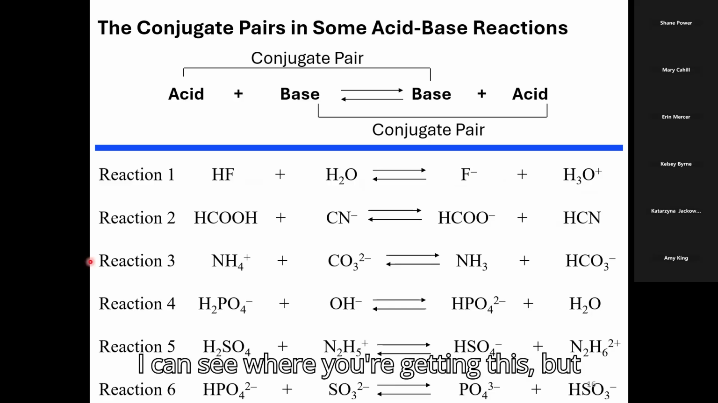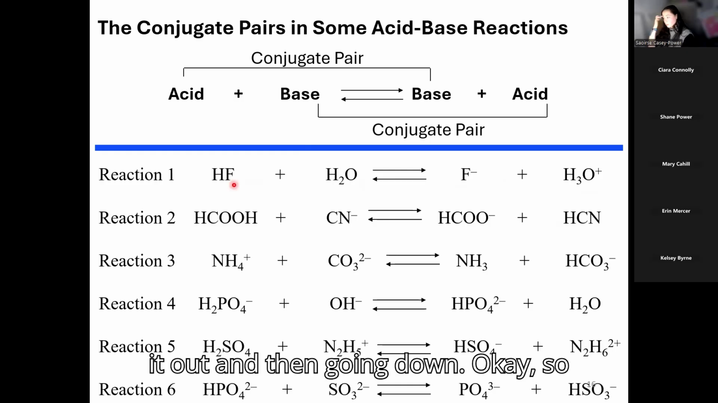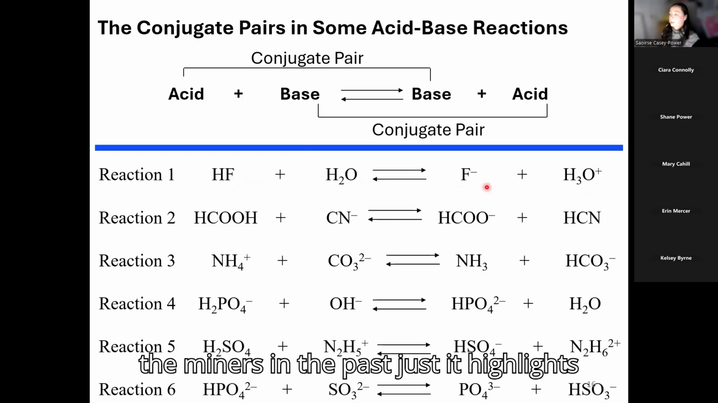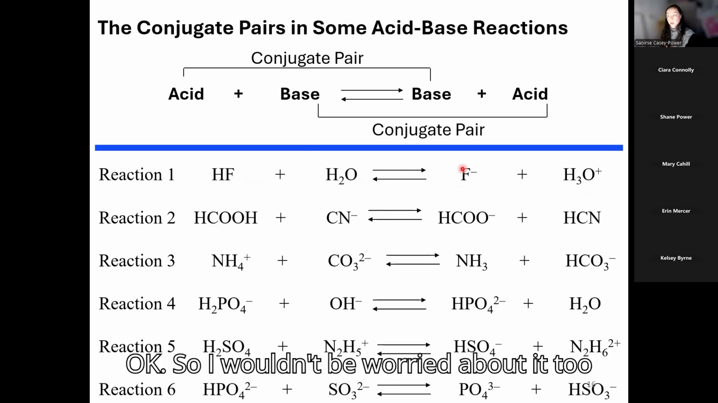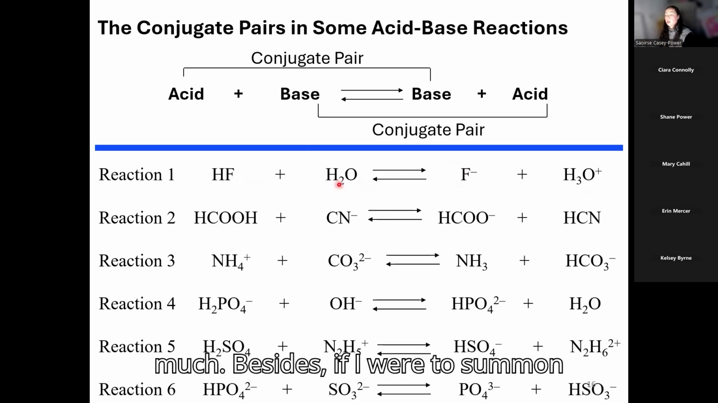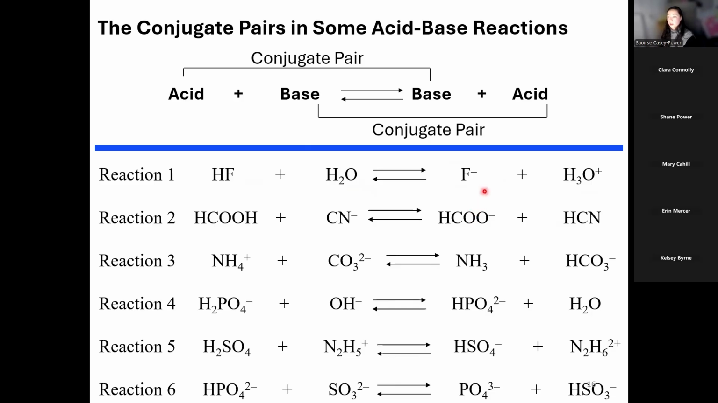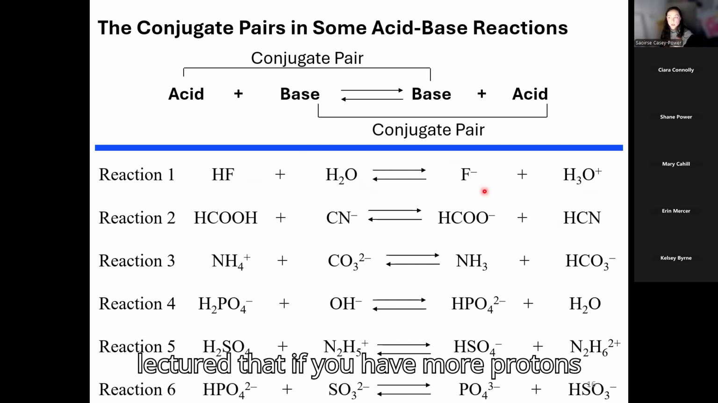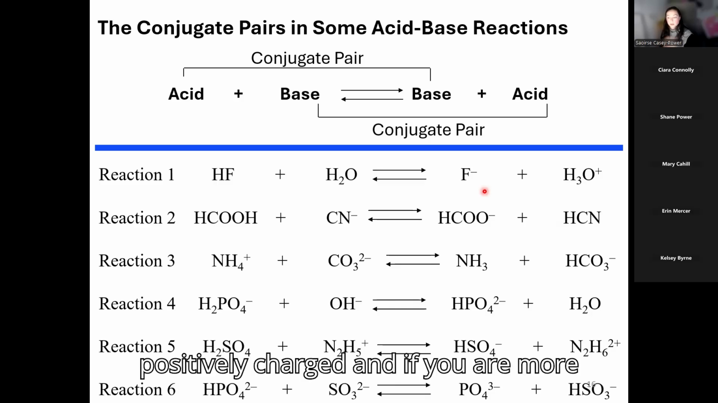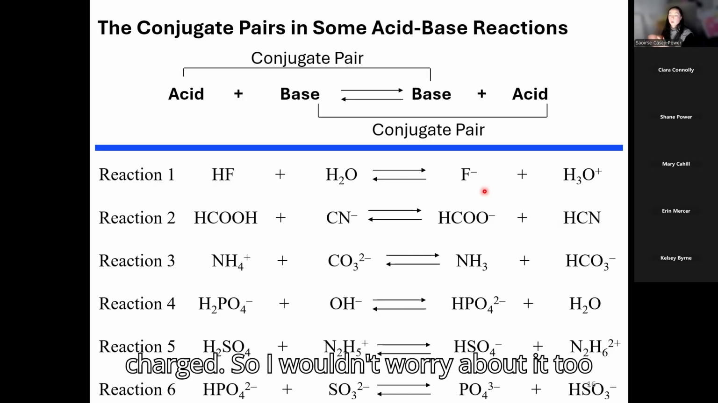I can see where you're getting it, but I'm not really getting the minus and the plus. I don't know whether we need to know that or not, but I'm just trying to figure it out as I'm going down. Okay, so the minus and the plus just highlight whether it lost or gained that proton. I wouldn't be worried about it too much. Essentially, if I were to sum it up for you, anything that has a minus donated a proton. It goes back to our very first lecture: if you have more protons than electrons, it's positively charged, and if you have more electrons than protons, it's negatively charged. So I wouldn't worry about it too much.